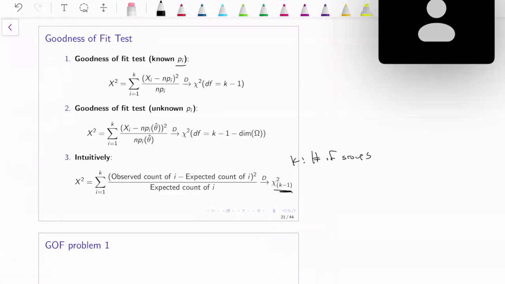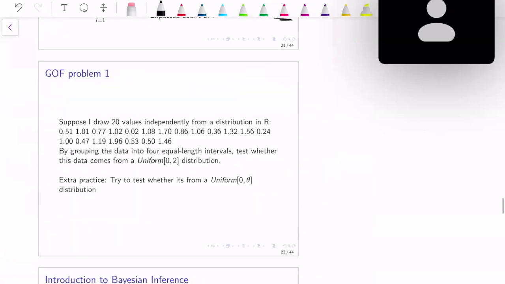So I'll get into the problem here. Suppose I draw 20 values independently from a distribution in R. By grouping the data into 4 equal length intervals, test whether this data comes from a uniform 0-2 distribution.